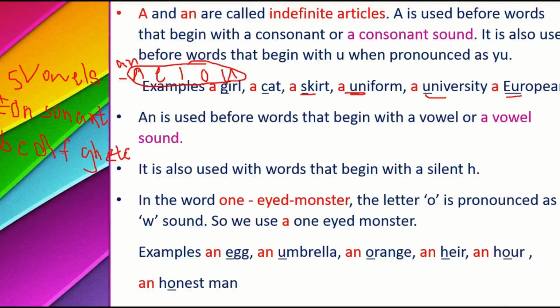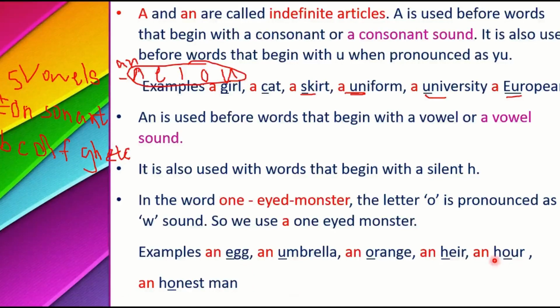Now I want to look into the next one. An heir. Here also the letter H is silent. Heir, so the first sound is a vowel sound. That's why we have used an. Then see the last word: honest man. The first letter H is silent, so the beginning sound is O. The O sound is among the vowels. That's why we have used an. So an heir, an hour, an honest man. H is not always silent, but in some words the sound of H is silent. That's why we have to use an in front of that.